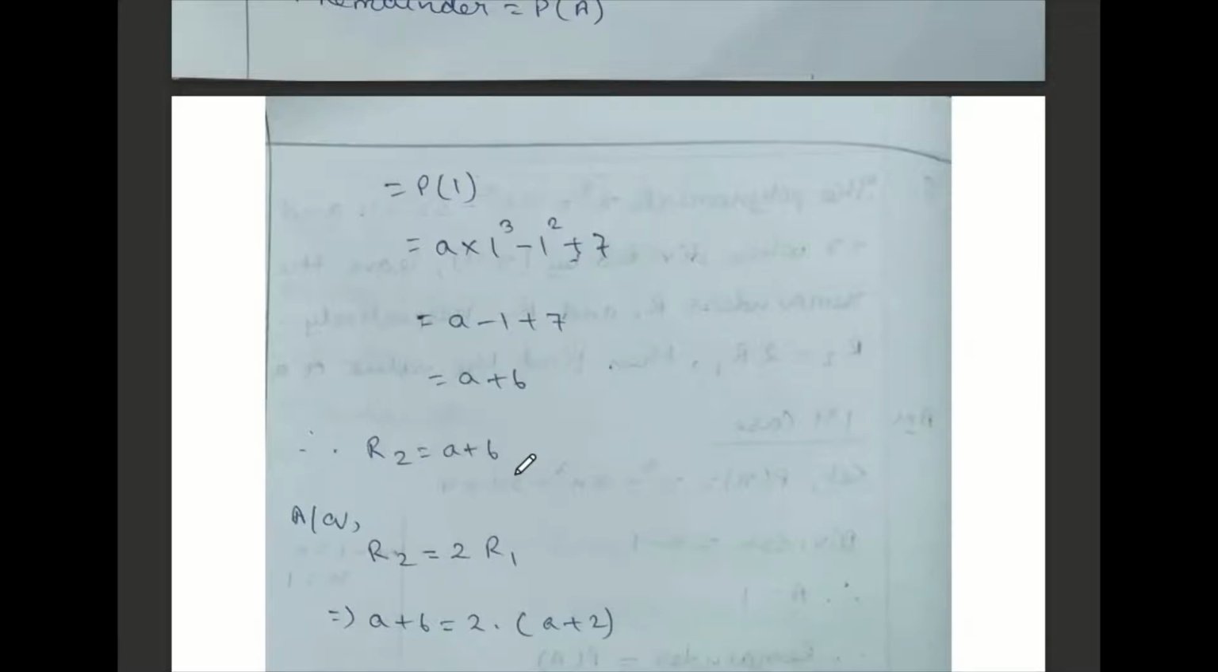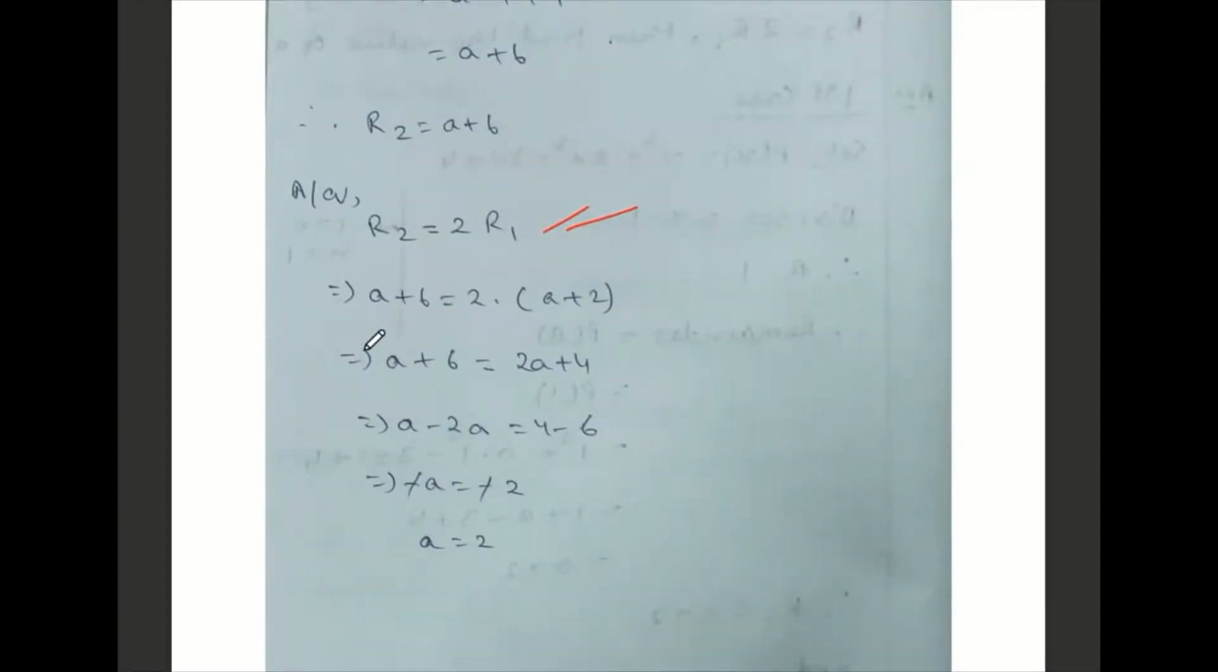Because in the question itself they told that the first remainder is R1, the second remainder is R2. And as per the question, this condition is already given, that is R2 is equal to 2R1. In place of R2 you can put a plus 6. 2 into R1 is 2 into a plus 2. A plus 6 you can keep it. Right side 2 into a, 2a, plus 2 into 2 is 4.